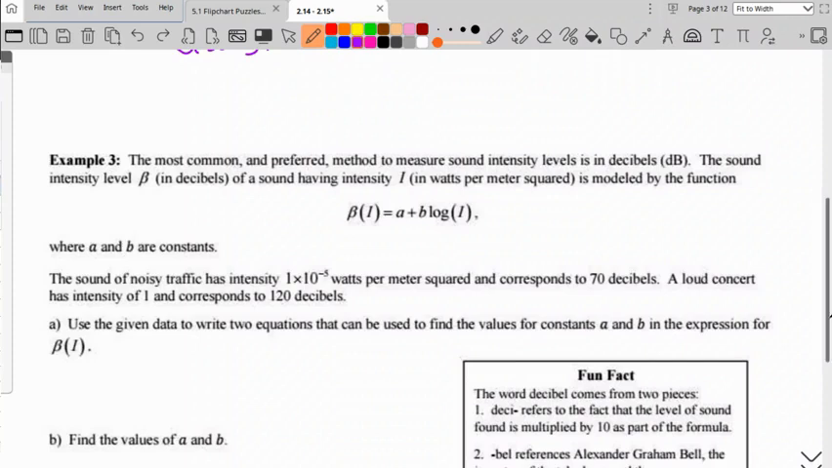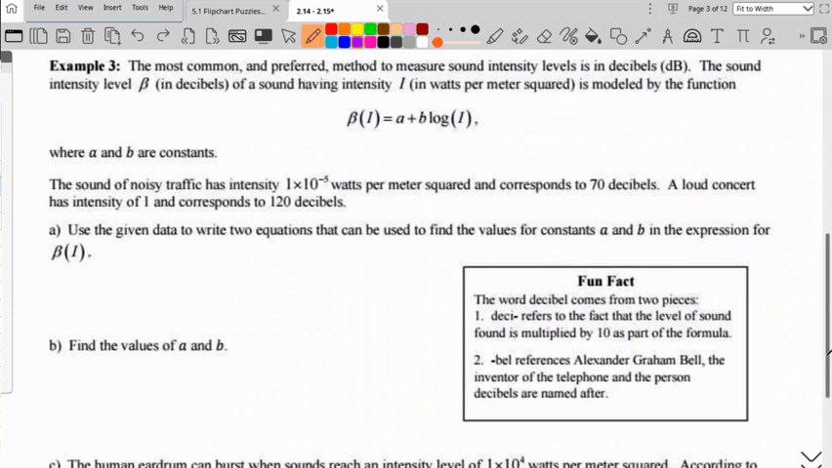Okay, fun fact down here in the corner, the word decibel comes from two pieces of information. Deci refers to the fact that the level of sound is multiplied by 10 as part of the formula, and Bell refers to Alexander Graham Bell, the inventor of the telephone, and the person decibels are named after. Okay, so fun fact for you. Okay, and in the above equation, A and B are constants.